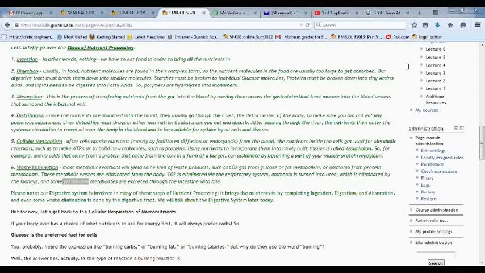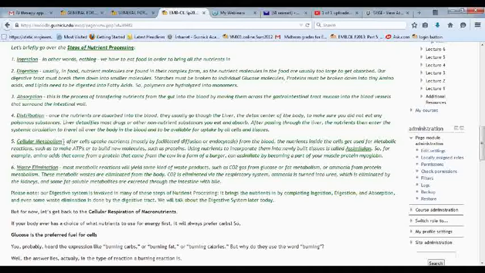Okay, so we went over the 6 steps of nutrient processing: ingestion, which is basically eating or drinking; digestion, breaking down large molecules into small ones by hydrolysis. Basically, you're taking the polymers, turning them into monomers. Absorption is when you take those monomeric units and you transfer them from your gut into the blood, into the circulatory system. And then the circulatory system does the distribution of those nutrients and takes those nutrients to your cells.